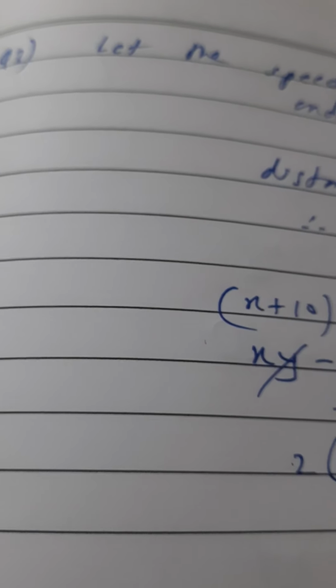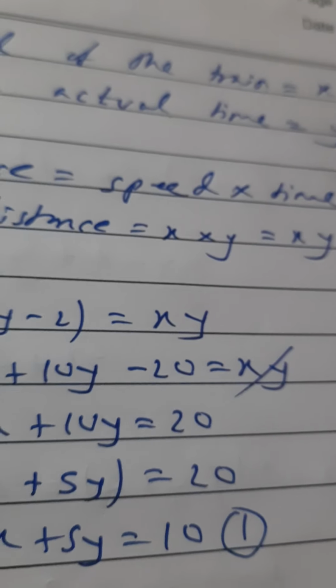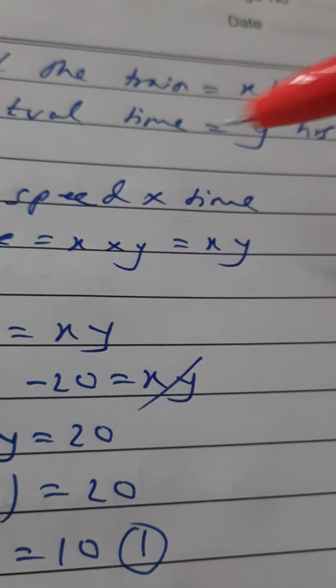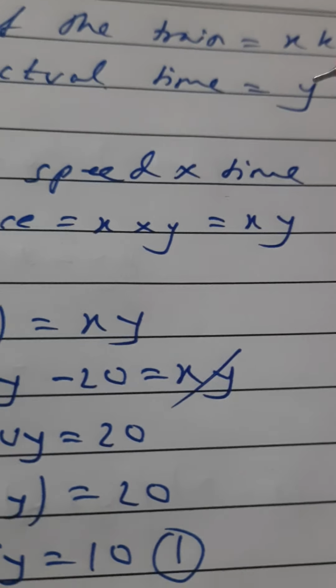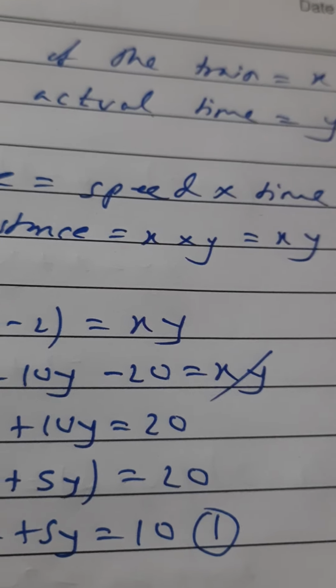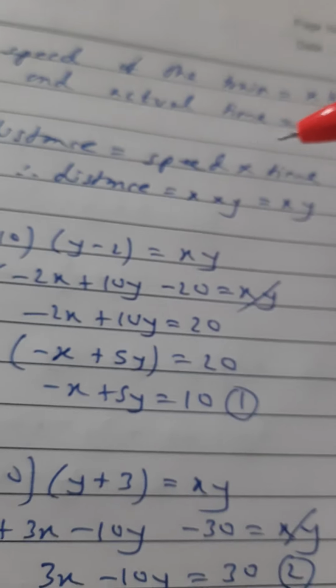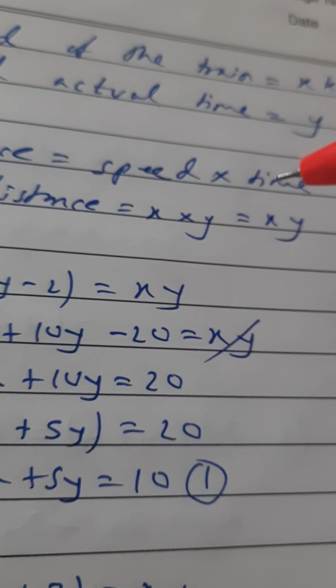Then question number 3, of exercise 3.7. Here we are assuming that the speed of the train is x kilometers per hour and the actual time taken is y hours. So the train speed and time are unknown. And we know the formula that distance is equal to speed into time. So speed we had assumed as x and the time as y.